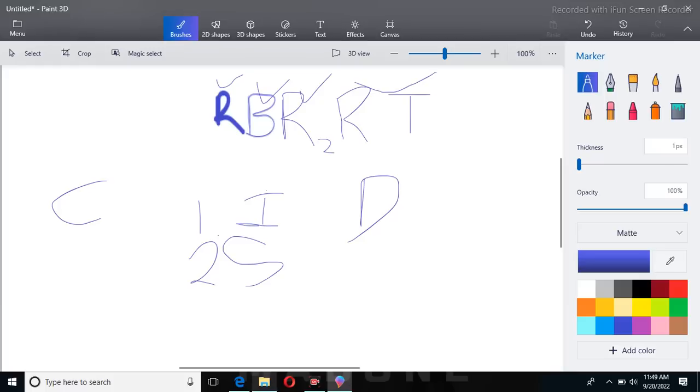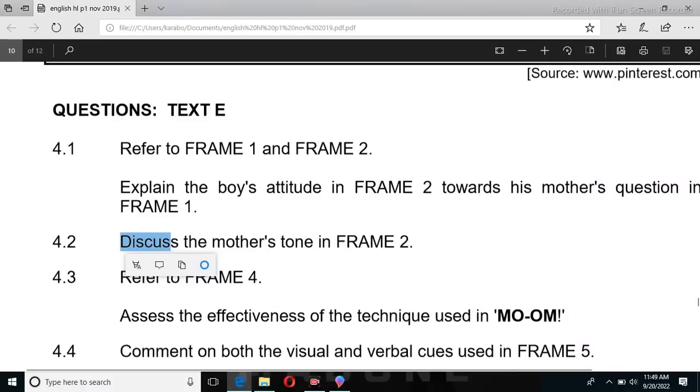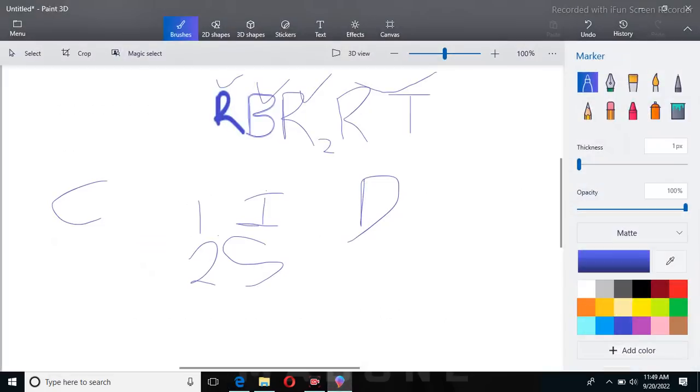So, what does that tell you? As I make this example, you look at this question. Discuss the mother's tone. One, you're going to look at the mother's tone. How is the mother's tone? You must identify how the mother's tone is. Tell us how it is. Is it passive? Is it rational? Let's just say, for example, it's passive. P. You've identified that the mother's tone is passive.